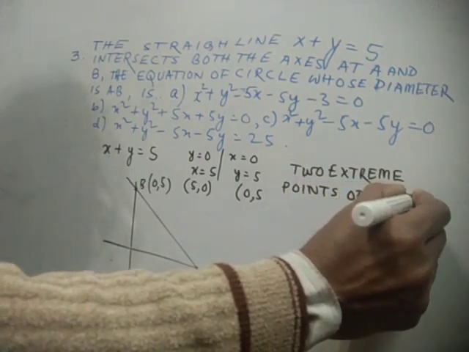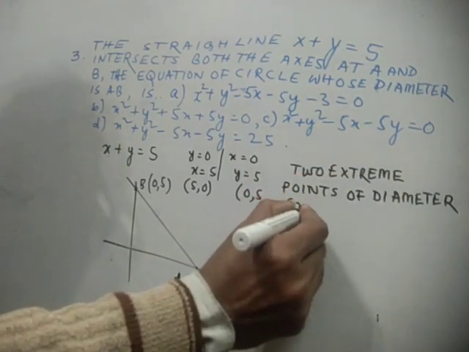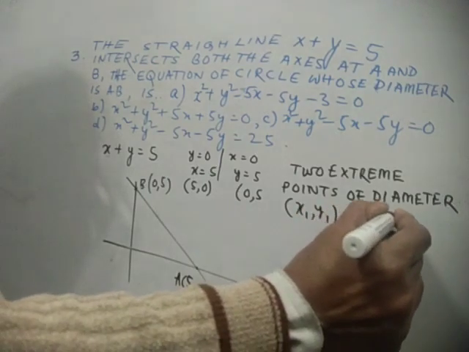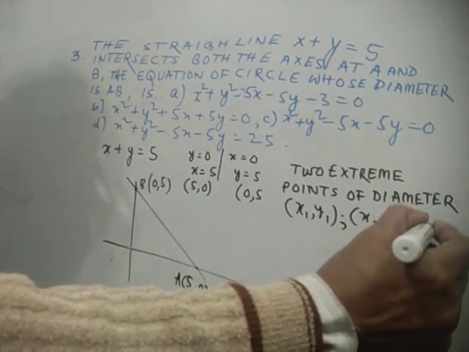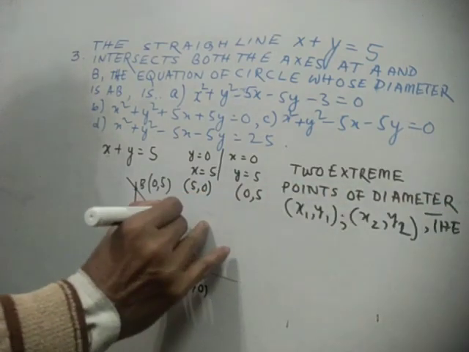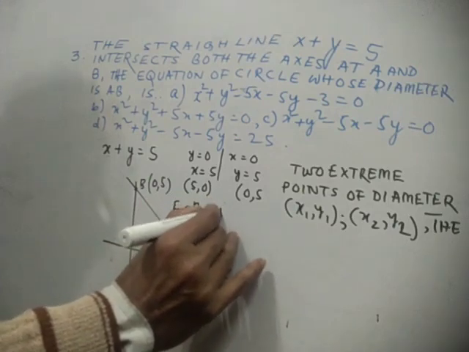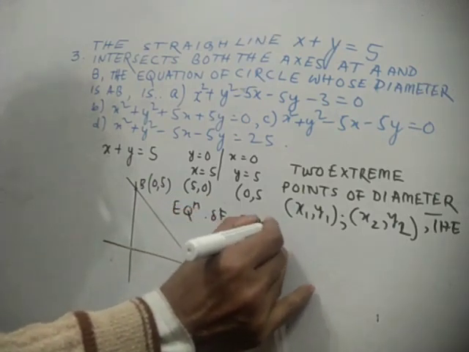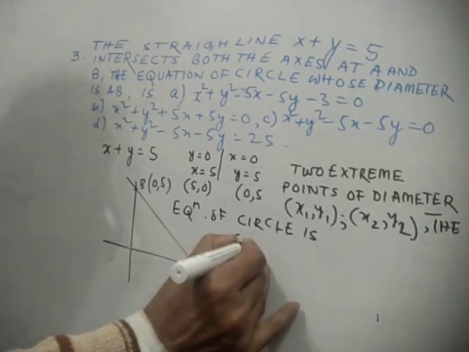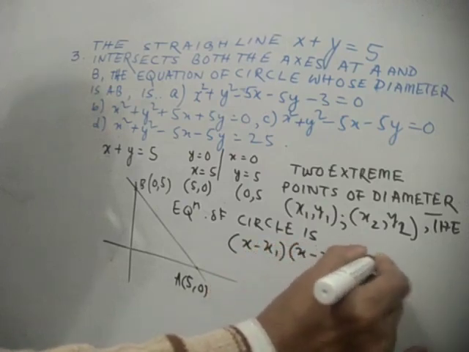For that we need to remember one formula. When two extremities of a diameter are x1, y1 and x2, y2, then the equation of the circle is x minus x1 into x minus x2 plus y minus y1 into y minus y2 equals 0.